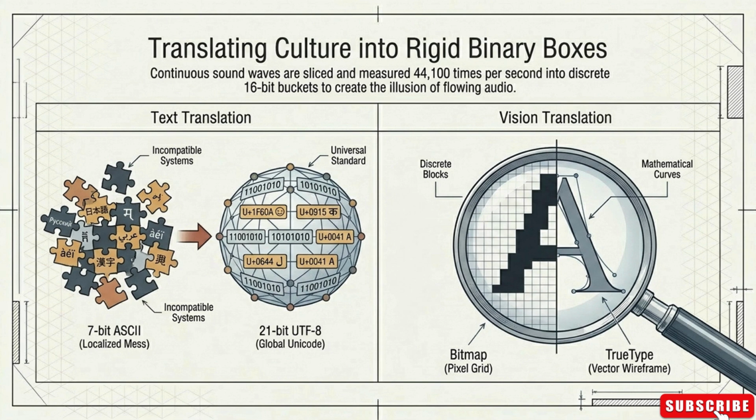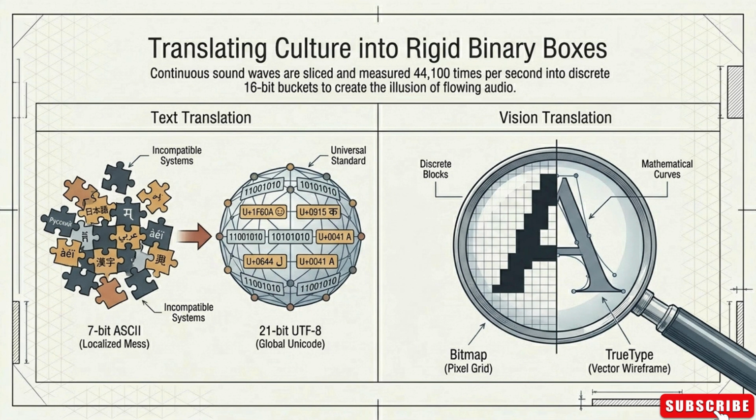By utilizing flexible patterns of up to 21 bits, Unicode allowed computers to flawlessly represent characters from Chinese, Japanese, Hebrew, and thousands of specific symbols. It finally unified global digital communication. So text is fairly straightforward. You just assign a permanent number to a letter. But translating visual images gets infinitely more complex, doesn't it?